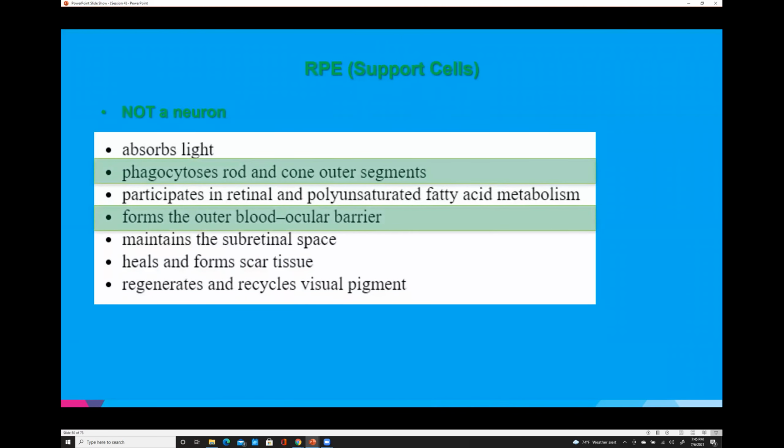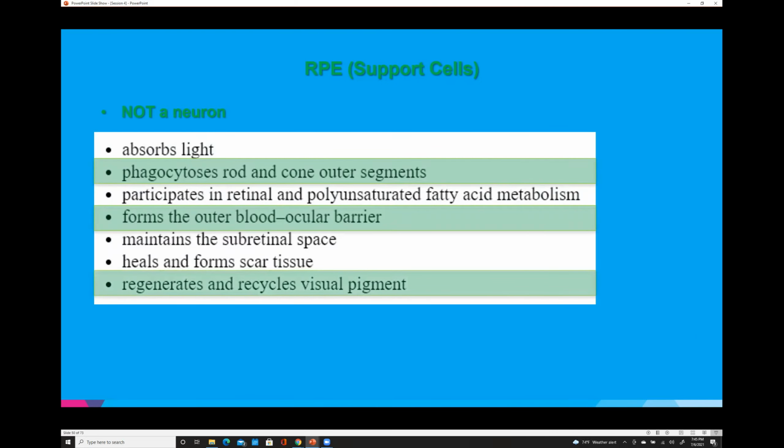They form, you already know this, the second blood ocular barrier, or the outer blood retinal barrier, the tight junctions between the RPE, as we said. What's the inner blood retinal barrier? Do you remember? The inner is the endothelium around the retinal vasculature. You got it. That's it. So now you know them both.